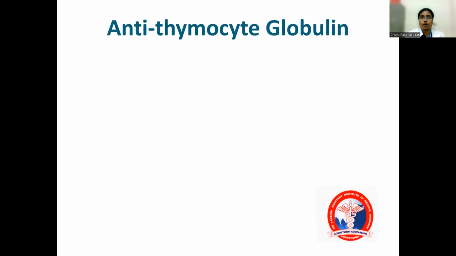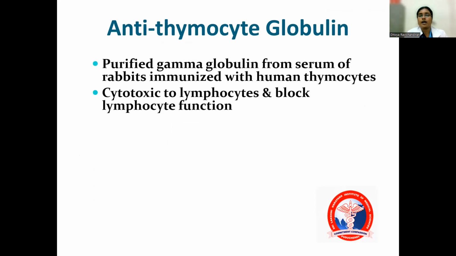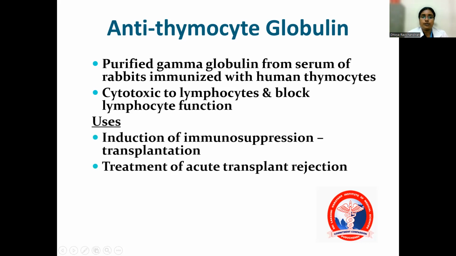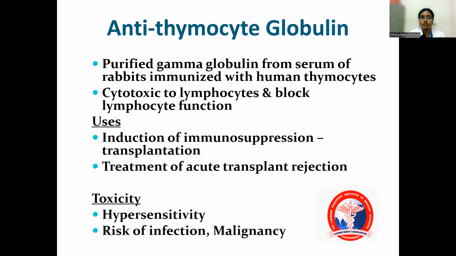Coming to anti-thymocyte globulin, these are purified gamma globulin from the serum of rabbits immunized with human thymocytes. They are cytotoxic to lymphocytes and block lymphocyte function. Some of the uses of anti-thymocyte globulins are induction of immunosuppression in transplant patients and treatment of acute transplant rejection. Toxicity: they can cause hypersensitivity reactions and increase the risk of infection and malignancy.